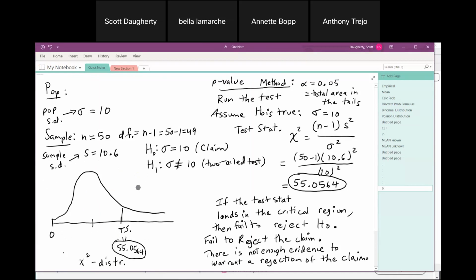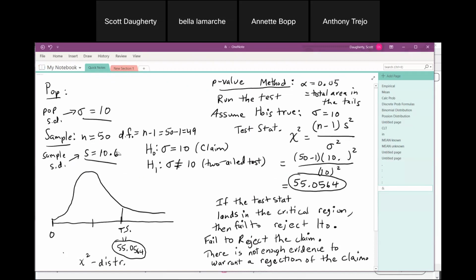If it's to the right, you'll go to the right. If it's to the left, you'll go to the left. So you just have to figure out which side it's closer to. And the easy way to tell is to compare this to this. The sample standard deviation was 10.6. Our assumption is that the population standard deviation was 10. 10.6 is to the right of 10. It's bigger, right? So when you calculate chi-squared, you're going to get 55.